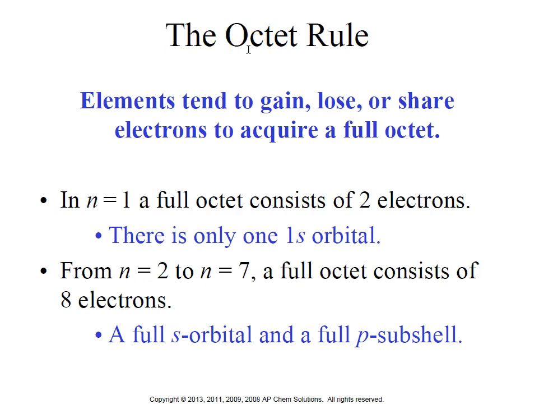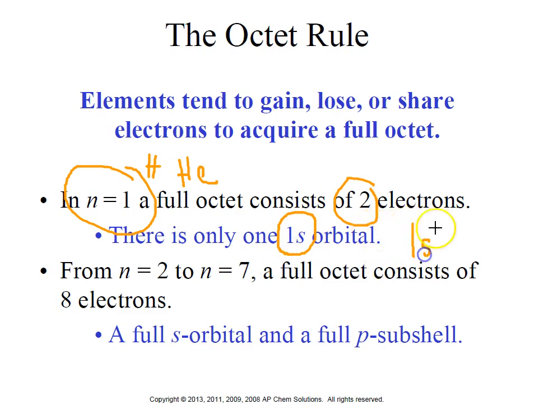Well, this bond formation occurs because elements are trying to either gain, lose, or share electrons in order to acquire a full octet. Now, octet refers to only the valence electrons. In row 1, which is what it's referring to here when it says n equals 1, that would only be hydrogen and helium. Their full octet is only 2 electrons, because there is only one orbital on that first row, and that's the 1s orbital.